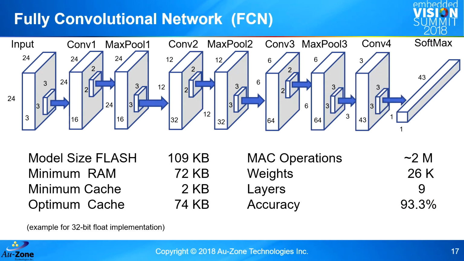We can also look at a fully convolutional network with no fully connected layers. The advantage of this, again, is a smaller flash size because of those shared weights. So now we're getting down to 100K of flash, around 72K of RAM, and our accuracy is around in the same ballpark. But it's still useful to look at whether we can further optimize this, particularly looking at the number of multiply accumulate operations.